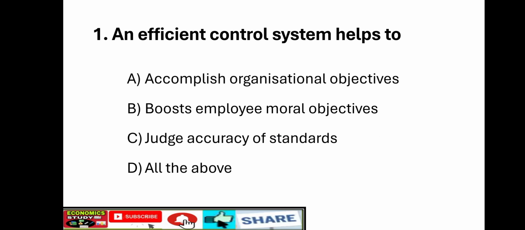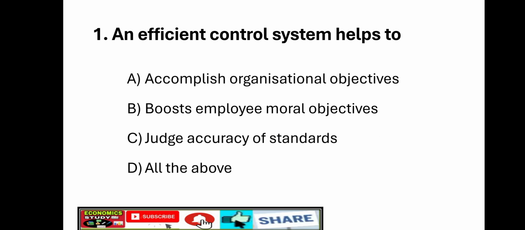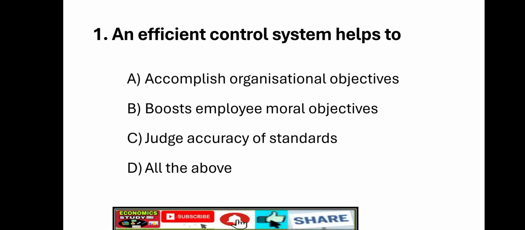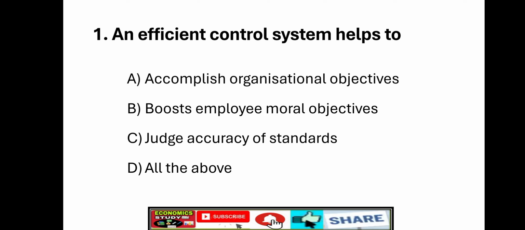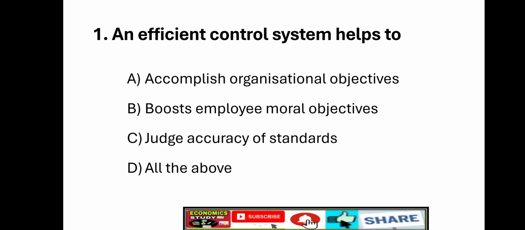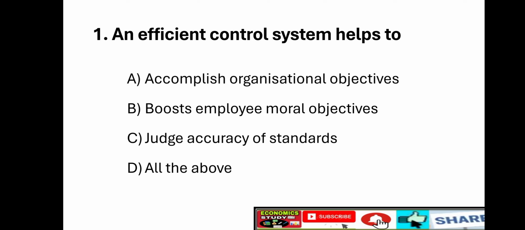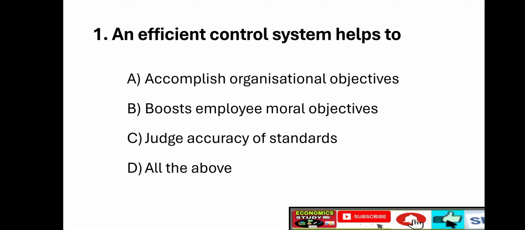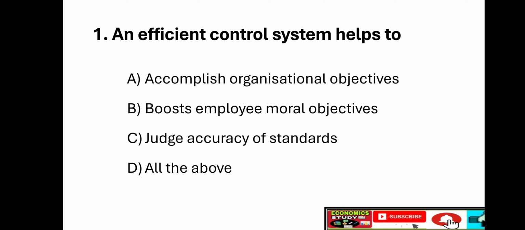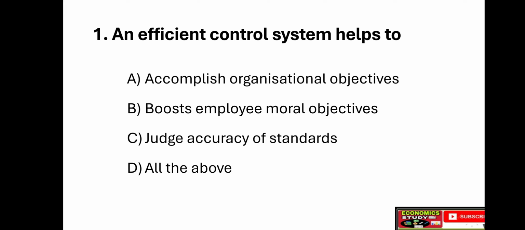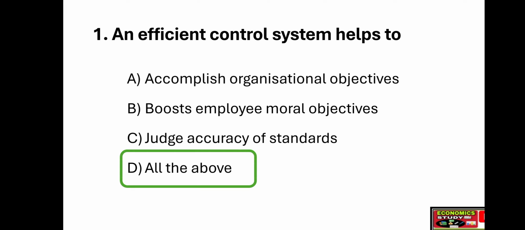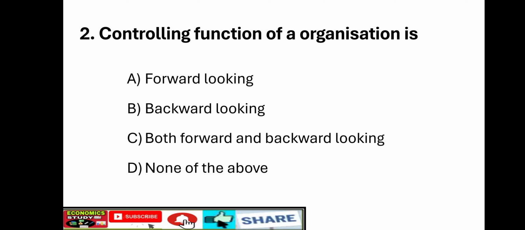First question. An efficient control system helps to: Option A. Accomplish organizational objectives. Option B. Boost employee morale. Option C. Judge accuracy of standards. Option D. All of the above. Right answer is Option D. All of the above.